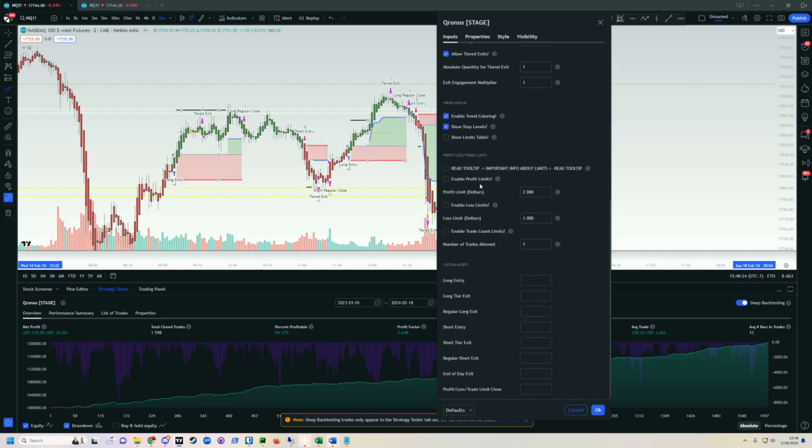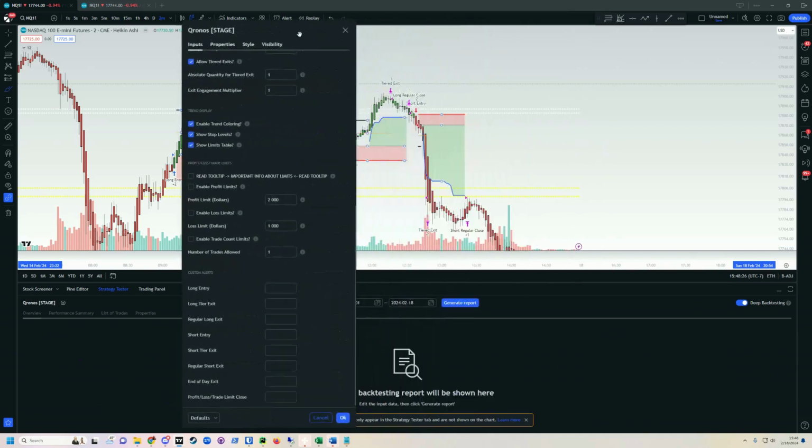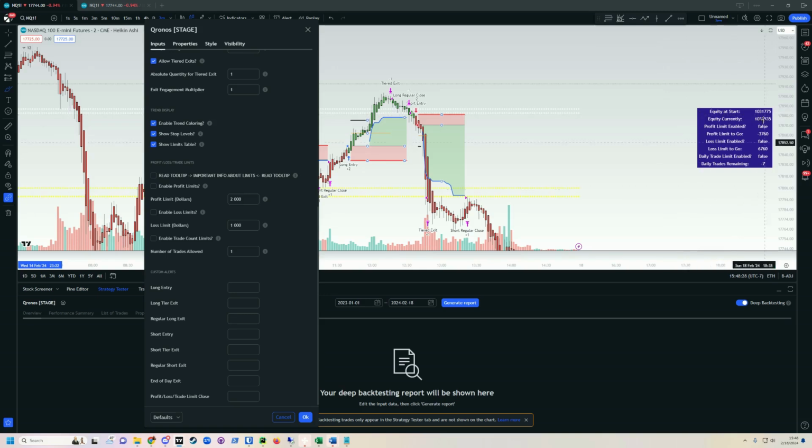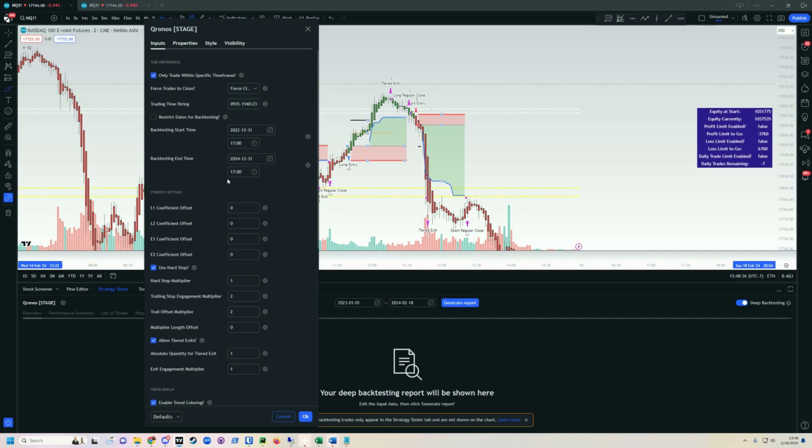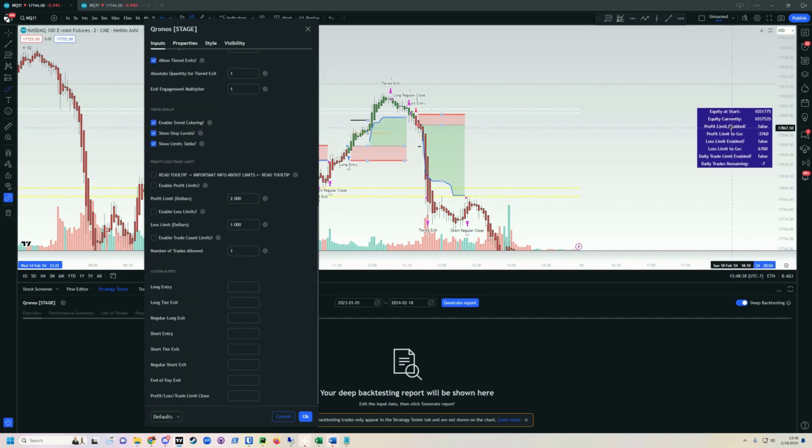The limits table, okay, that's going to show you this stuff right here. So we can click that. And it came on right over here. So it will show you what the equity in the account is. That's based on the starting equity that you put back here under initial capital. It shows you current equity, profit limit enabled, yes or no, profit limit to go, and the same thing for loss in daily trades. So you can watch what it's doing on there.